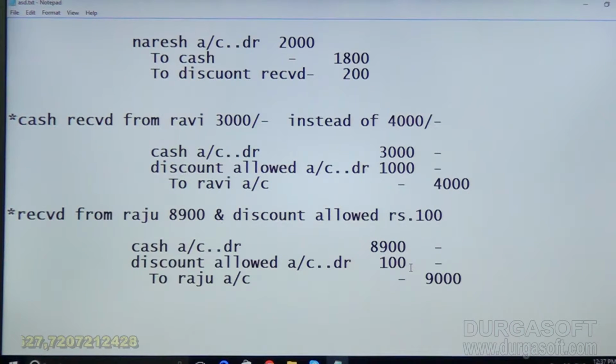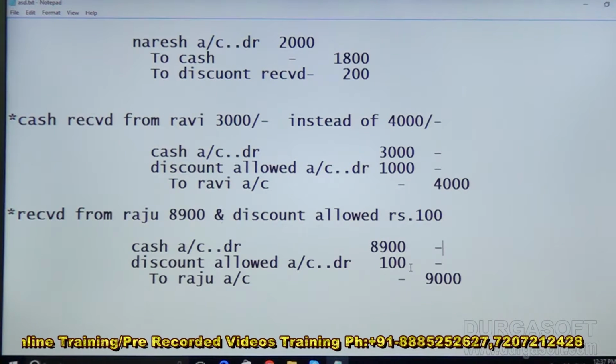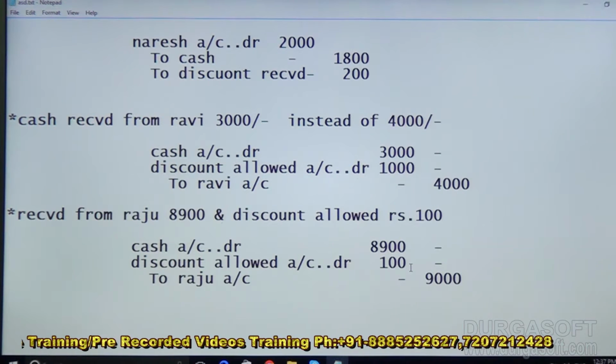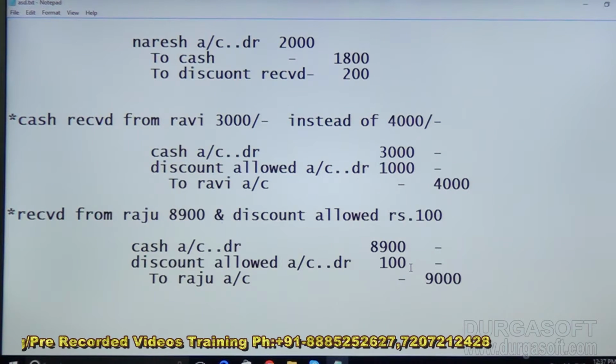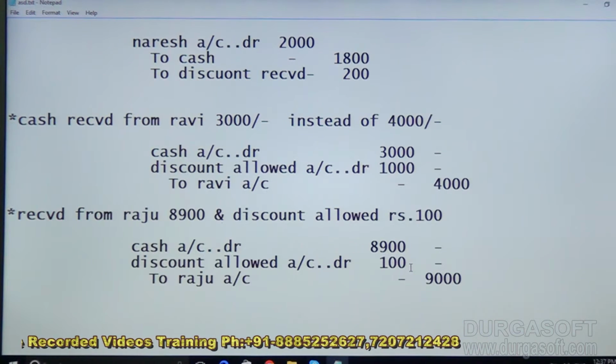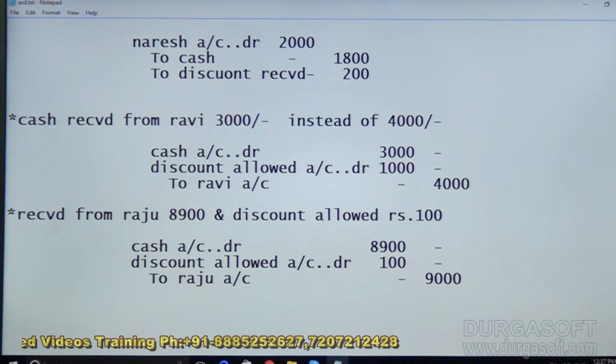So these are related to discount allowed and also discount received. Discount received can be observed whenever we are purchasing goods, and discount allowed is written whenever you are selling to the customer, meaning we are giving the discount; that time it is known as discount allowed. And whenever we are receiving the products, that time we need to treat it as discount received. So these are all the transactions: cash received, received from Raju, discount allowed, all those.